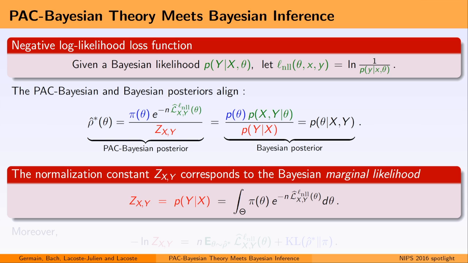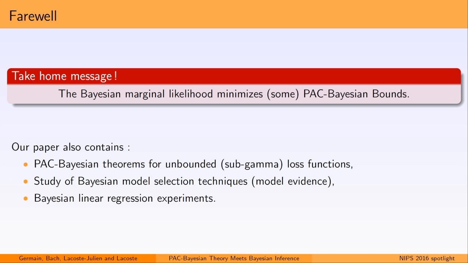We realize that the normalization constant at the denominator of the PAC Bayesian posterior corresponds to the well-known Bayesian marginal likelihood. From there, it is easy to show that we can rewrite the marginal likelihood as the common trade-off of the PAC Bayesian theory, which is a combination of the empirical loss and the Kullback-Leibler divergence between the prior and the posterior. In conclusion, we have shown that the Bayesian marginal likelihood minimizes some PAC Bayesian bounds.